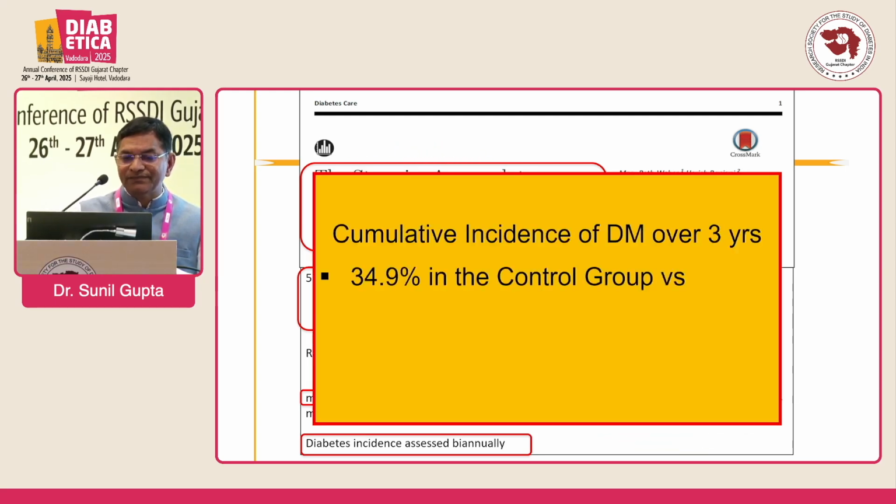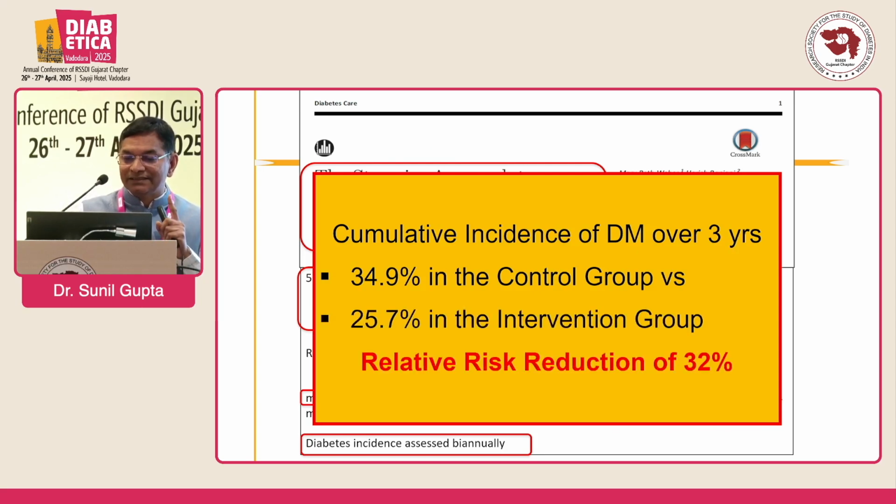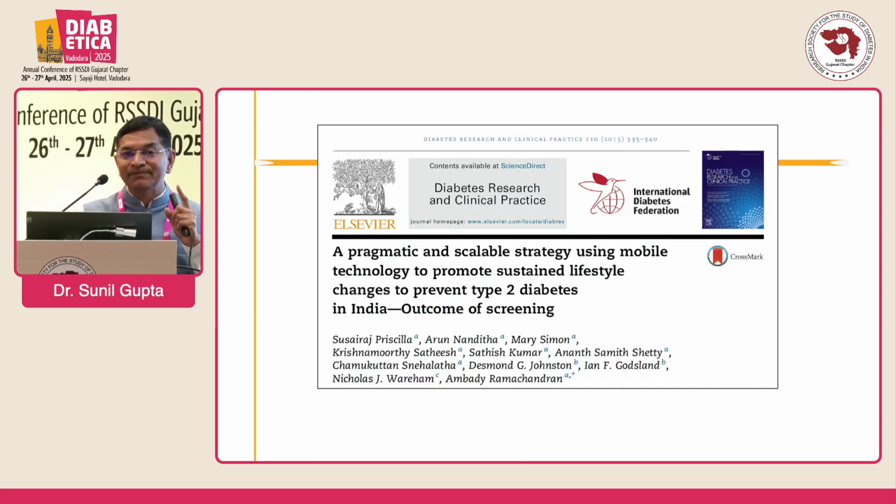The conclusion from this study is that the cumulative incidence of type 2 diabetes over 3 years was 34% in the control group, while 25% in the intervention group. So the relative risk reduction was around 32% again here.